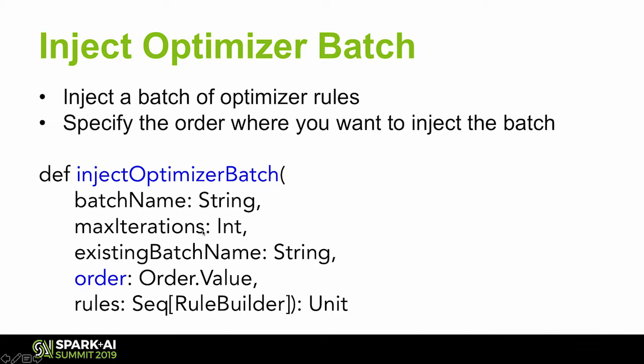And the second API is inject optimizer batch. This lets you inject a batch of optimizer rules, and you can specify the order where you want to inject the batch. Here, it takes a batch name. You can specify a fixed point for up to how many iterations it should run, and then you can specify after which batch or before which batch it needs to be added, and you can specify all the rules in this batch that you want to inject.